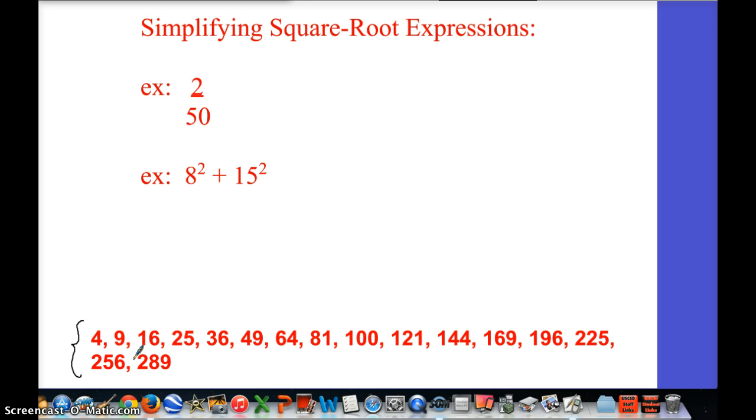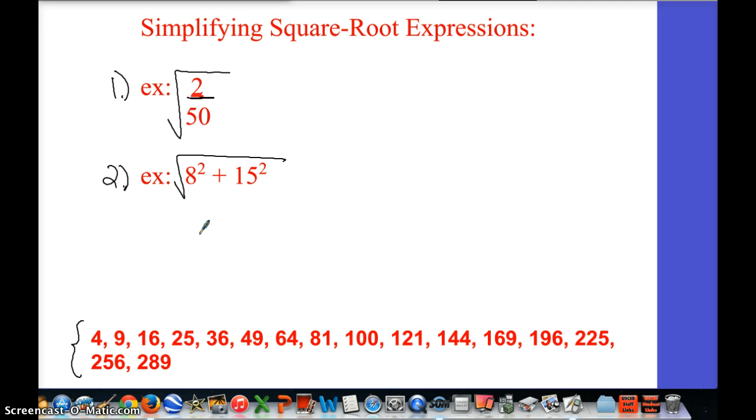You need to go all the way up to 17 squared, which is 289. Because the square root then of 289 is 17, square root of 256 is 16, 225, and so on and so forth. So the first thing we're going to do is simplify square root expressions. So our first example is the square root of 2 over 50. And the second one is the square root of 8 squared plus 15 squared.